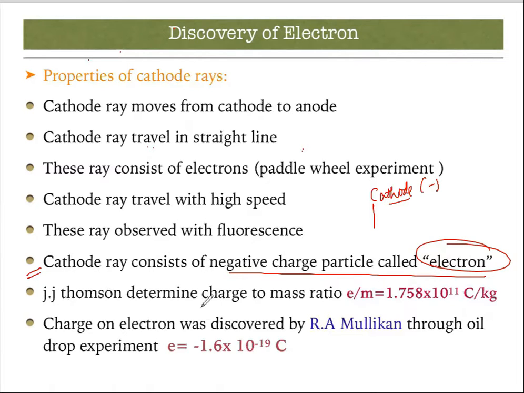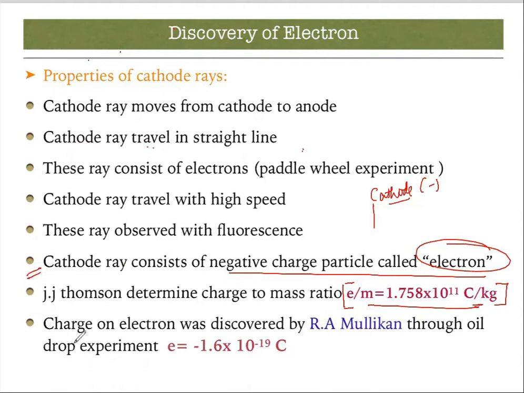Next point is J.J. Thomson determined the charge to mass ratio. So you just remember, J.J. Thomson could not determine the charge of the electron, but he calculated the charge by mass ratio. The charge by mass ratio is 1.75 into 10 to the power 11 coulomb per kg. So you remember this unit also.